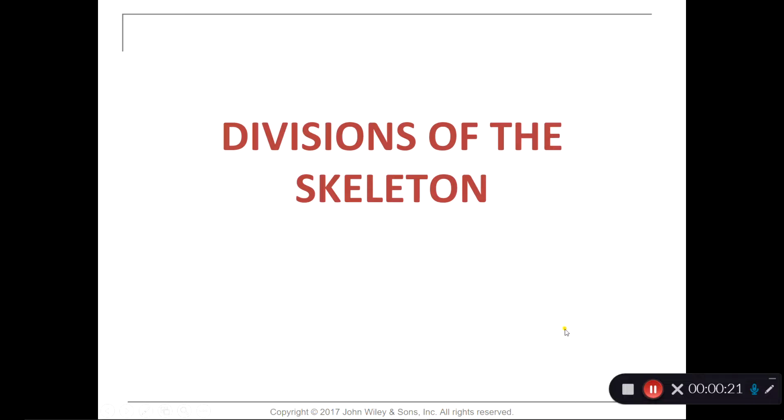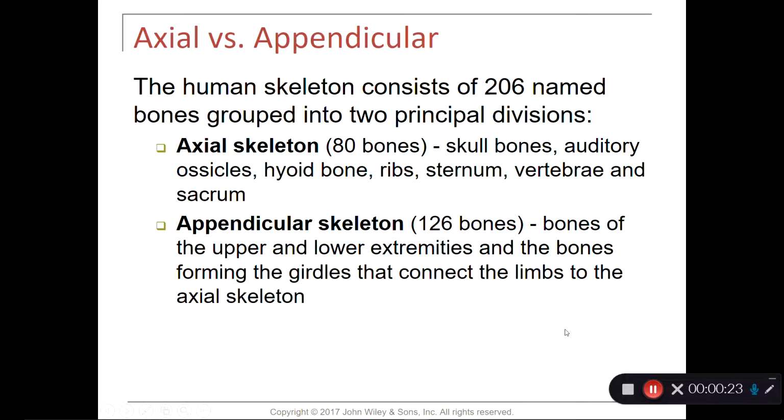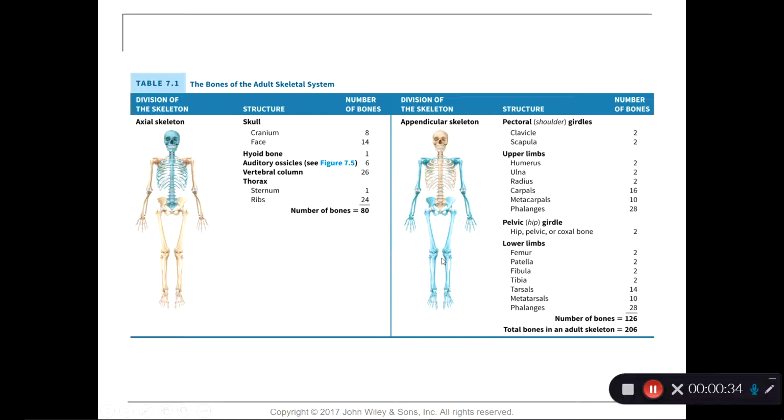Easiest thing to start off with is first discussing the divisions of the skeleton, which we can lump into two different parts: an axial skeleton and an appendicular skeleton. I could read this, but I'm going to go ahead and just let you all read that on your own. We're going to look at this picture right here. You have 286 bones, 80 of which are with the axial. The other 206 are part of your appendicular skeleton.